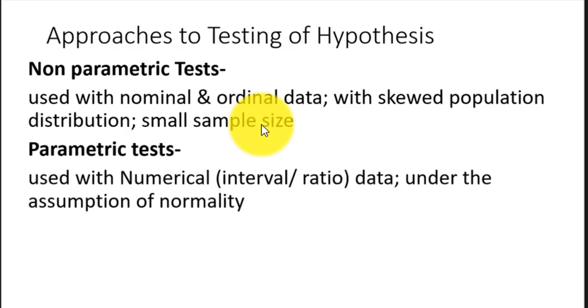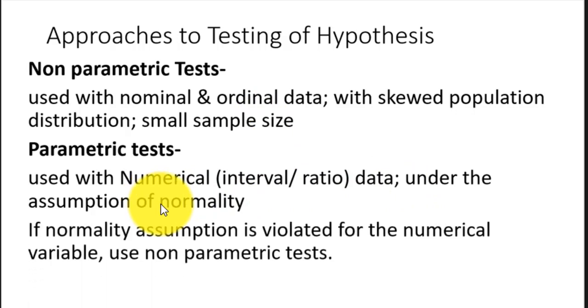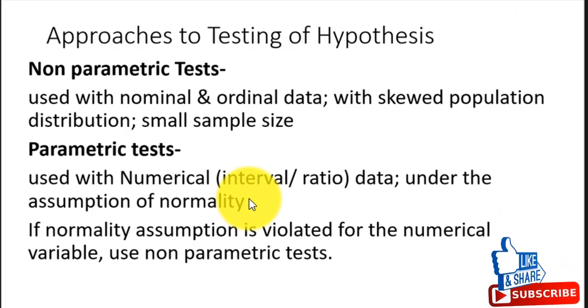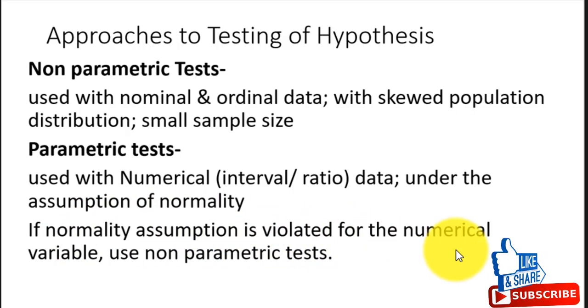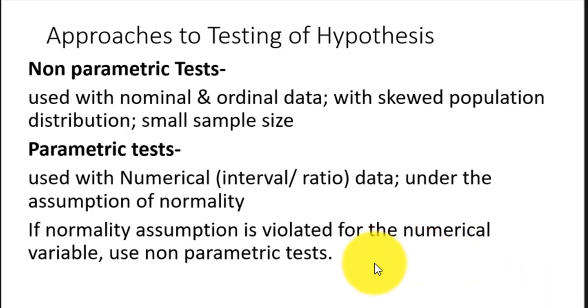Parametric tests are used with numerical data under the normality assumption. I have already made a video on how to check normality assumption. You can watch in the suggested link. If the normality assumption is violated for the numerical variable, use of non-parametric tests is recommended. Under these two approaches, there are number of statistical tests available for testing of hypothesis.